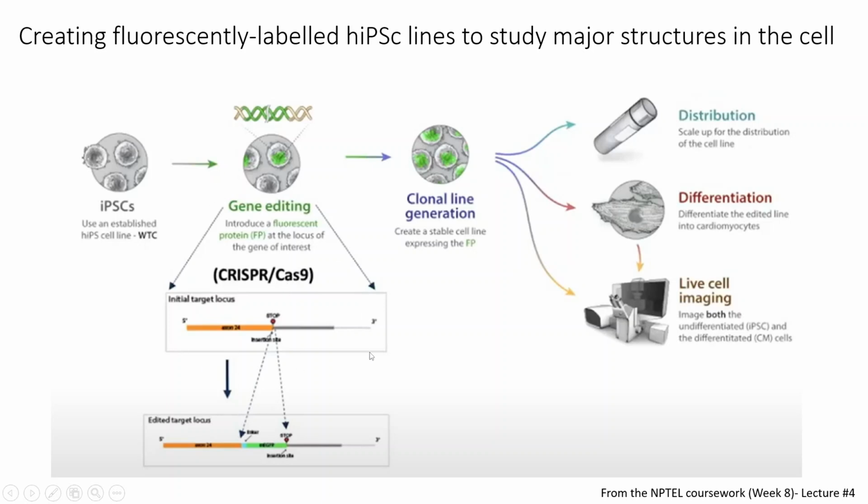And once they have edited this cell line, they are going to make sure that they have a pure culture of them. So they're creating a clonal line generation. What they do is check that the cell line has integrated this gene homogeneously, and they'll sort out only the cells that are expressing this fluorescent protein. So they don't want any cells that are not expressing it. Once they do that, they've made a stable cell line expressing this fluorescent protein, and then they can use that to do different experiments.